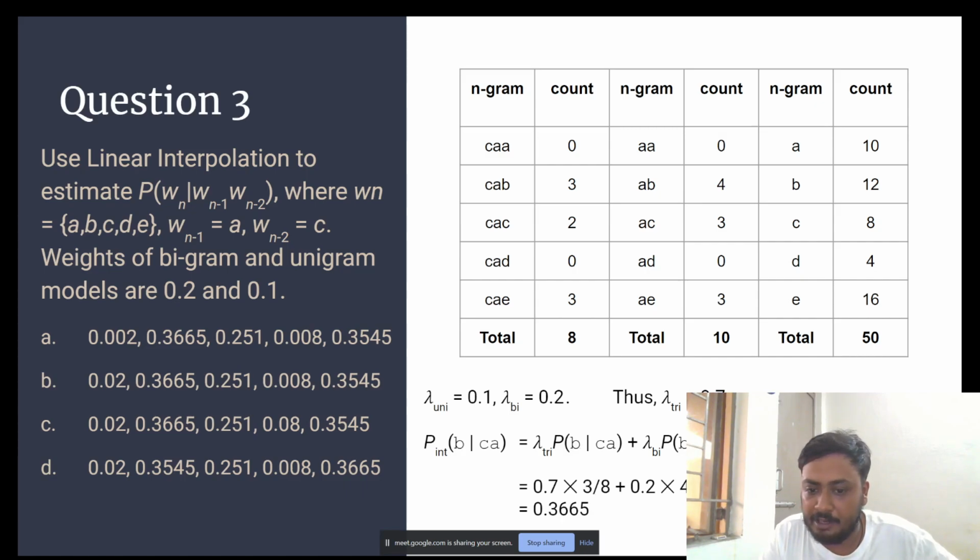Then we will do it for B. B has a non-zero value, so we have to put in the values over here. So 3 by 8, and 4 by 10, and 12 by 50.